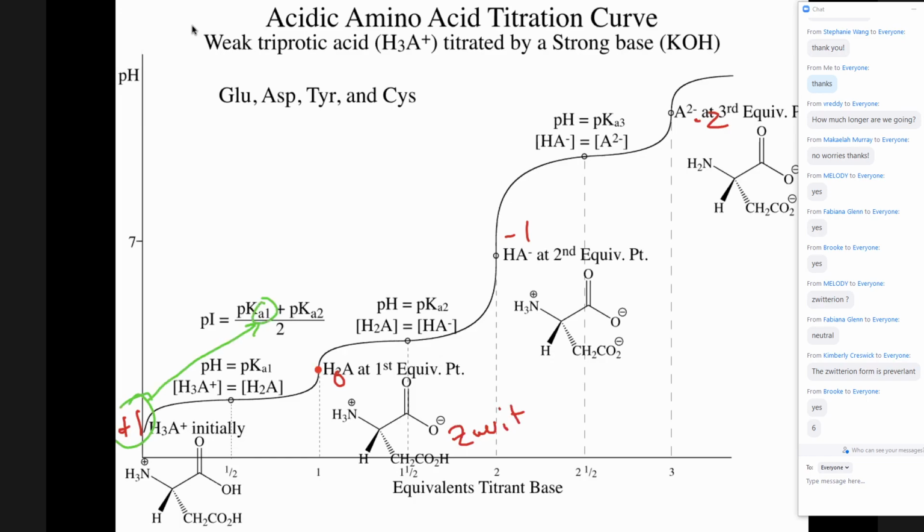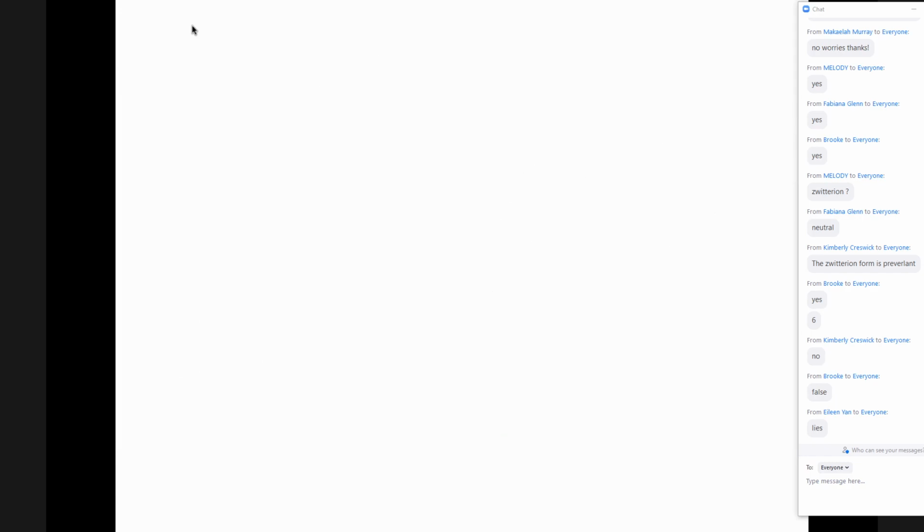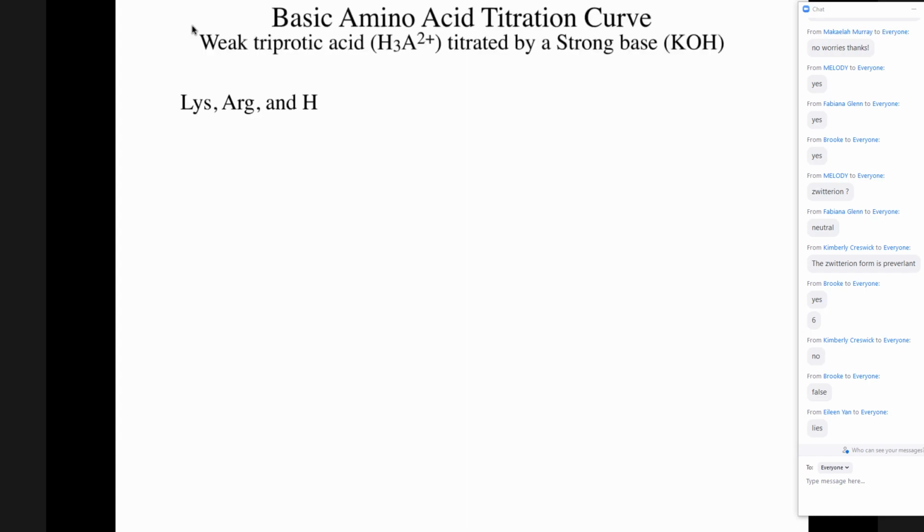So pK1. Again, this seems pretty straightforward. If I told you that for any amino acid, you always average pK1 and pK2 to get the isoelectric point, would I be telling you the truth? Would you call me a liar or a truth teller if I said you always average 1 and 2? I'm lying to you, because what do you know? You know lysine is basic, histidine is basic.